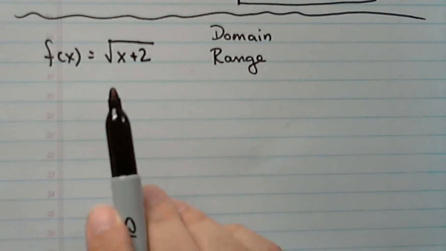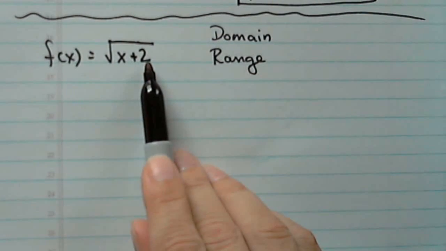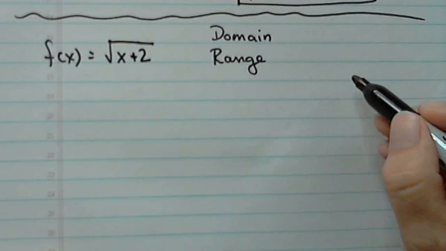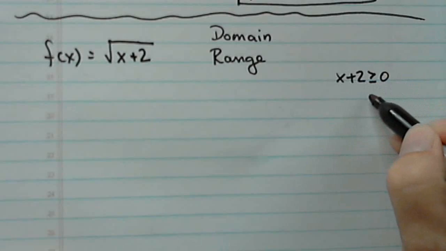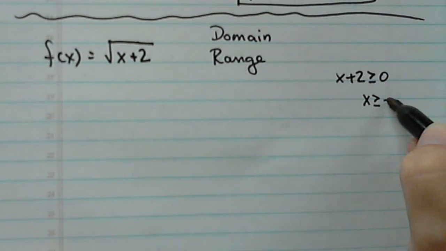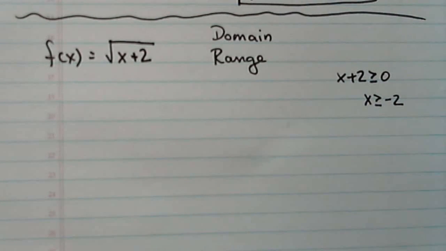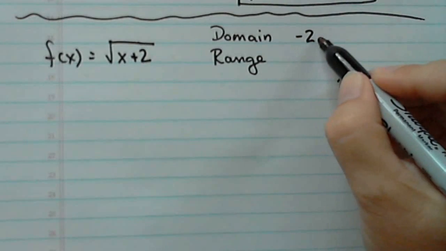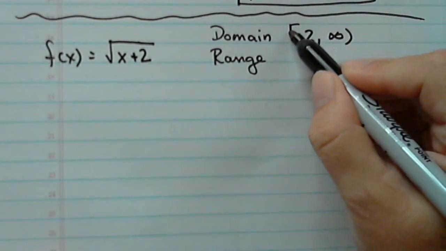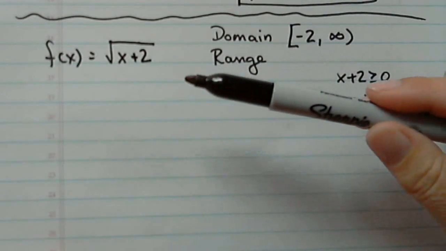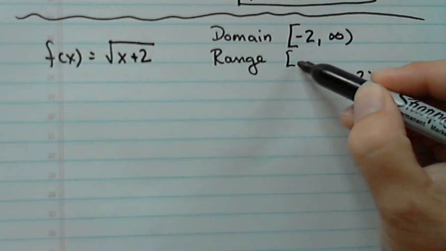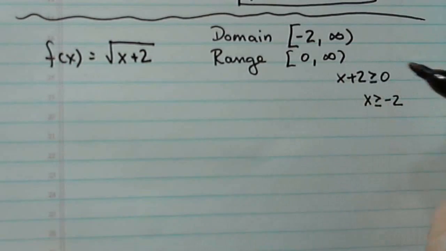Now the domain of any square root function, you set the radicand, let me write this over here, x plus 2 greater or equal to 0, which gives us x is greater or equal to negative 2. So my domain is negative 2 to infinity, negative 2 included. The range, since I'm not shifting up or down, is 0 to infinity.